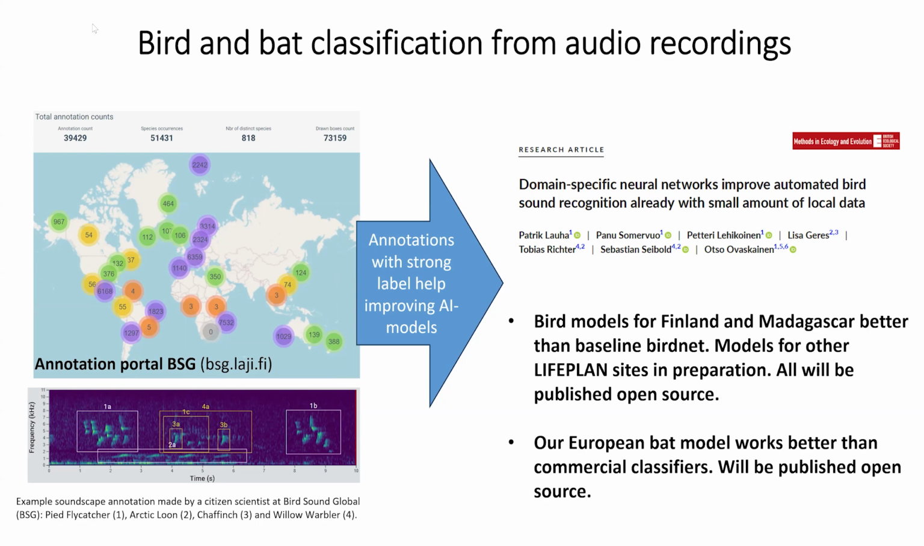And at this moment, bird models for Finland and Madagascar are much better than the baseline BirdNet because we have worked most on those. But models for other LIFEPLAN sites are in preparation, and especially for Europe, we have sufficient annotation data that we can do a European bird model. And all of these will be published open source, and we will also publish desktop versions that you can download, so you can run your own audio through your own computer if you like. Our European bat model is under development. It hasn't been published yet, but we have a model that works better than any of the commercial classifiers for European bats, and this will also be published in open source.